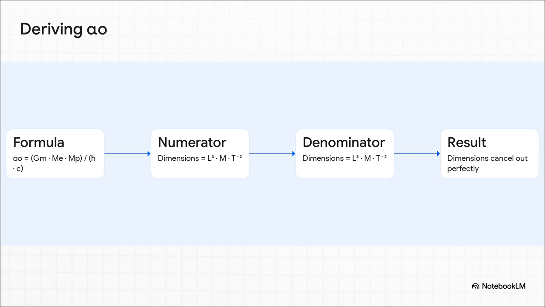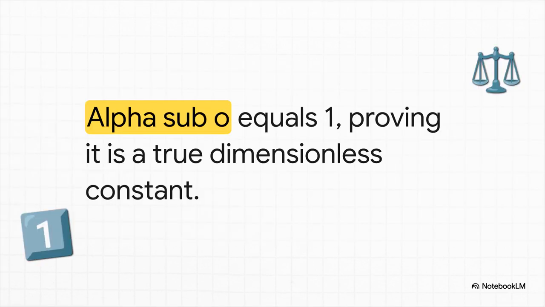Let's break down the structural constant, alpha sub O. The formula pits our structural constant in masses against Planck's constant and the speed of light. If we calculate the dimensions for the top half and then the bottom half, a beautiful thing happens. They completely cancel each other out. And that brings us to this profound mic drop result, alpha sub O equals 1. It is a true dimensionless constant.